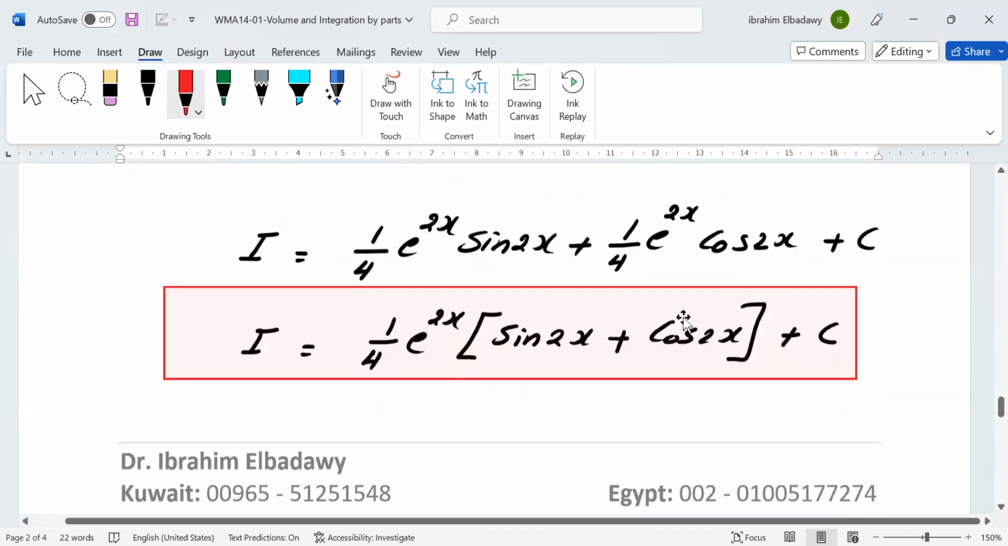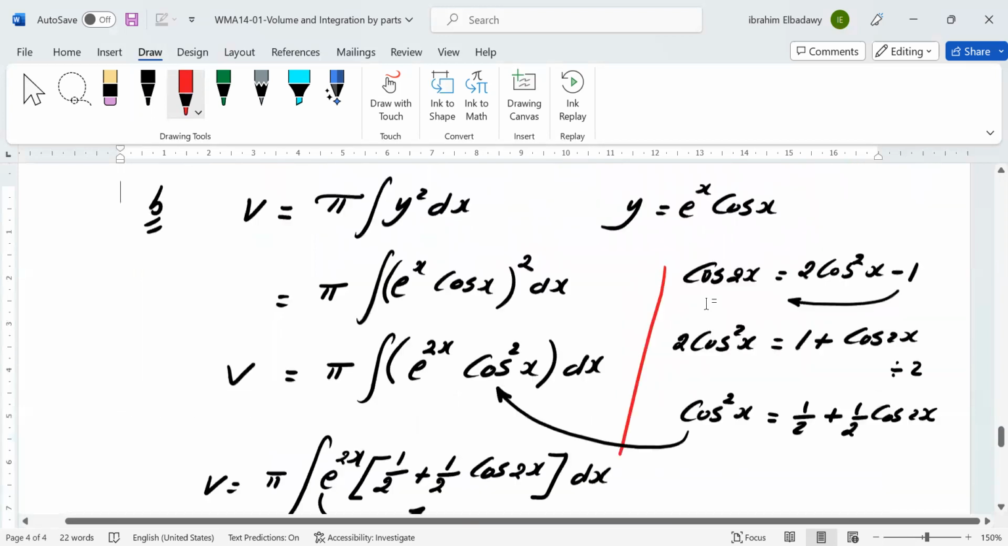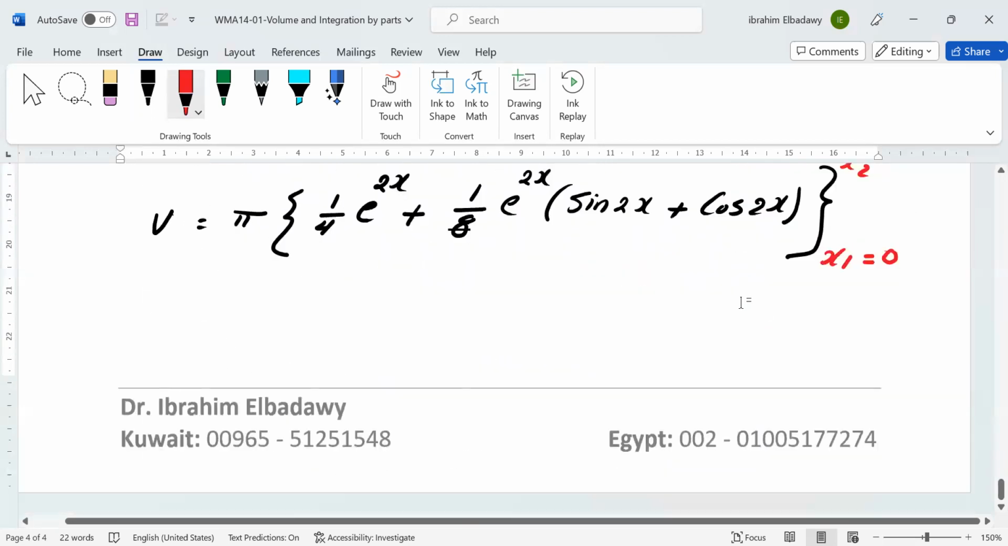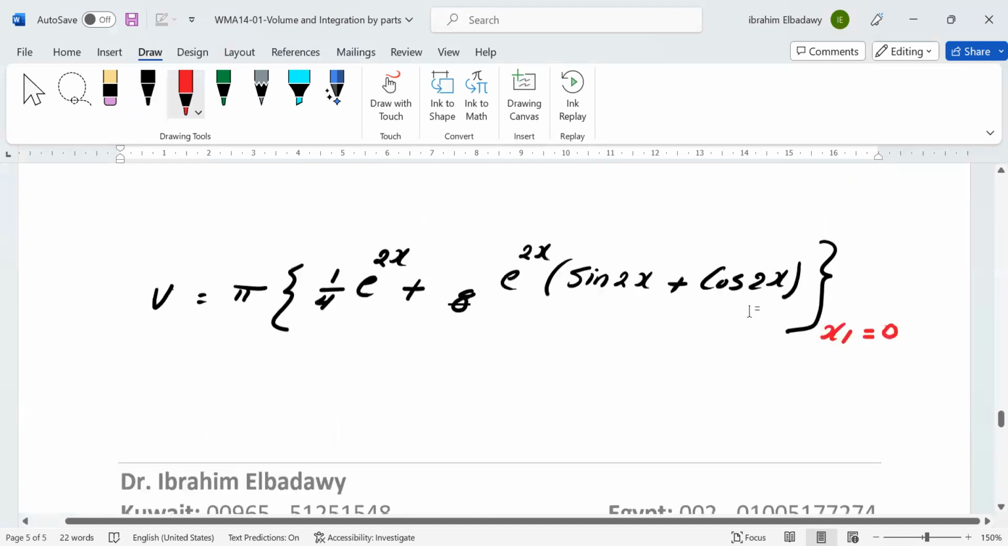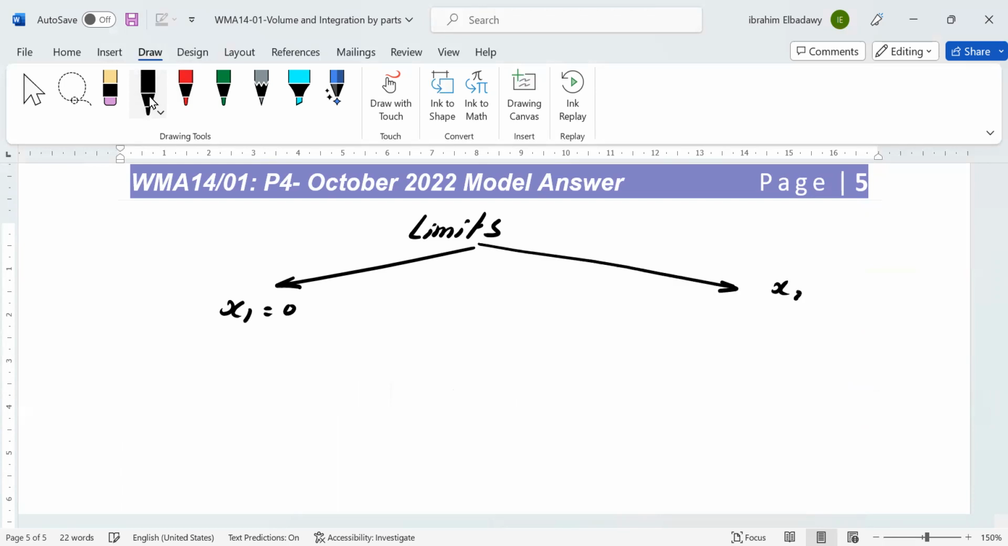So how can you get the limits? Limits of integration. The limit at the beginning, x1 equals 0, which is very easy. But for the second one, I need x2. But how can you get it? At x2, you already know y equals 0, and y equals e power x cosine x, equal to 0.